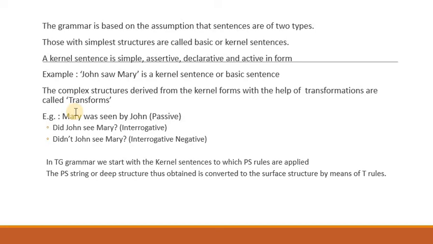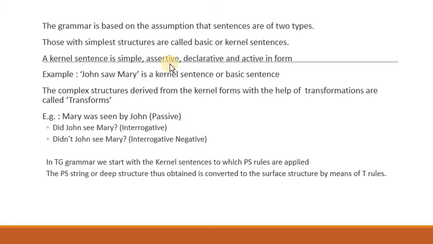Cool words to study. So those with the simplest structures are called kernel sentences or basic sentences, like the kernel in a coconut, right? The kernel of a coconut is quite simple. So those with the simplest structures are called basic or kernel sentences. And a kernel sentence is simple, assertive. Simple means it is not compound or complex. Assertive means, on the one hand, you have assertive sentences, and on the other hand you have negative sentences, right?